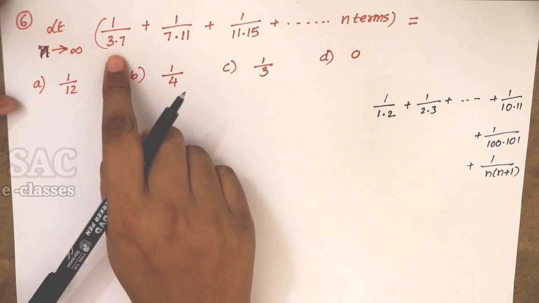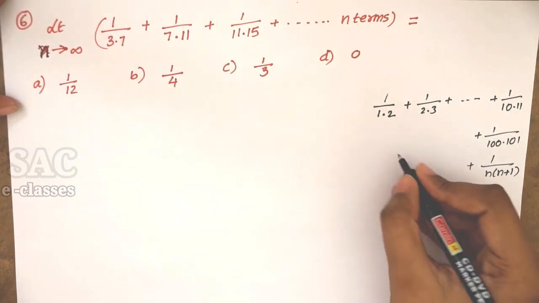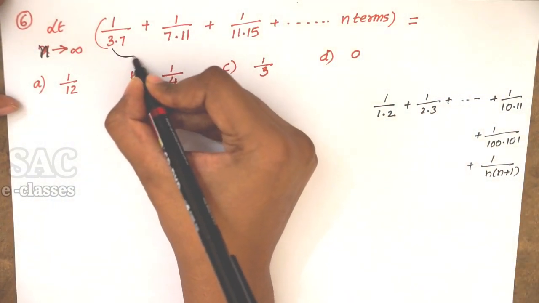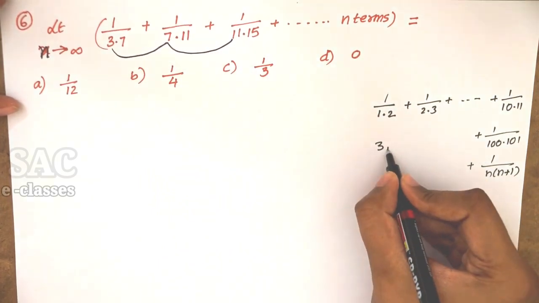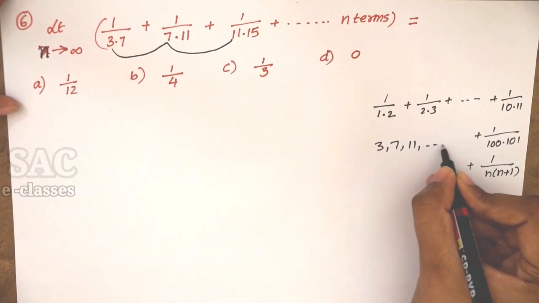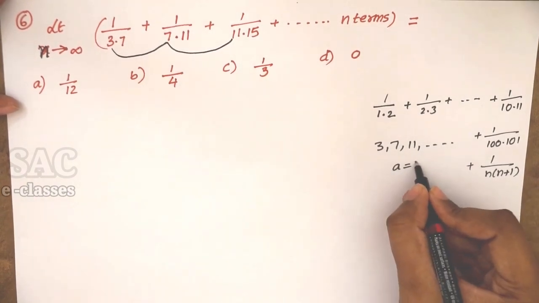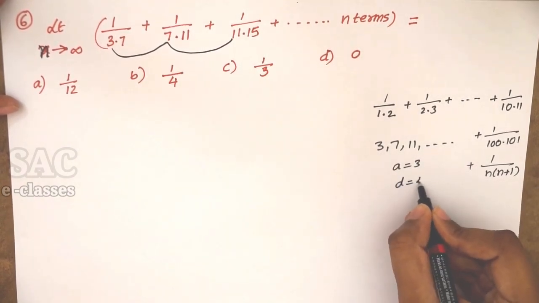But here, how can we guess it? That's why just take the first terms as one group. Take a value equal to 3 and d value equal to 4.